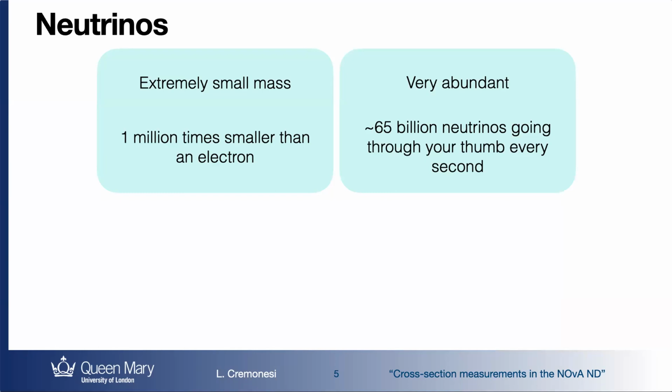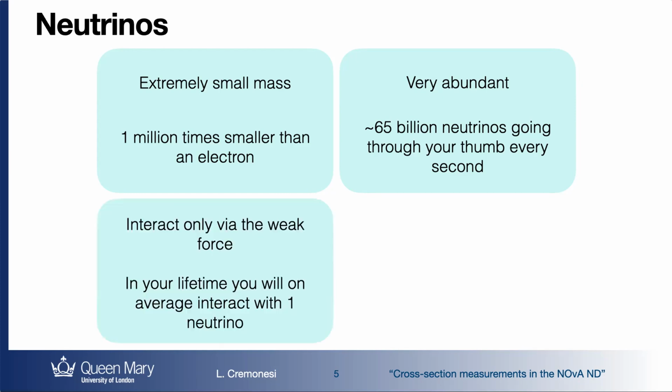We also know that they're very abundant. When we do outreach talks, the classic thing is asking your audience to stick the thumb out and look every second. There's 65 billion neutrinos going through your thumb, and those are just the neutrinos coming from the sun and so on. So they're very abundant. They're everywhere. And you have billions going through your thumbnail every second, trillions going through your body every second.